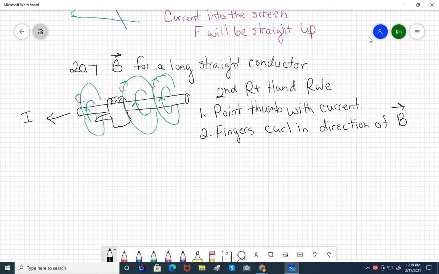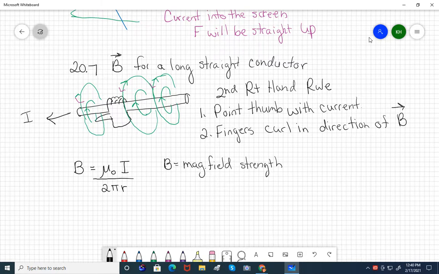The size of the magnetic field, this formula is a gift. We don't have the calculus. We are not familiar with the laws we would need to try to develop it. It says simply that B equals mu naught, that's a constant, times the current divided by 2 pi r. B, of course, is your magnetic field strength, and we, of course, are going to measure that in Tesla.